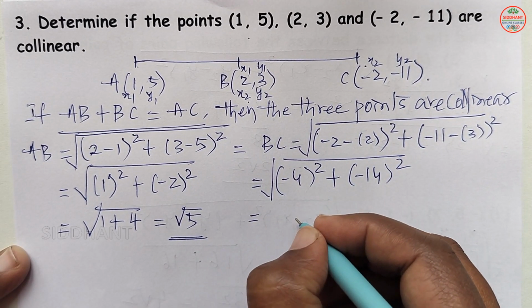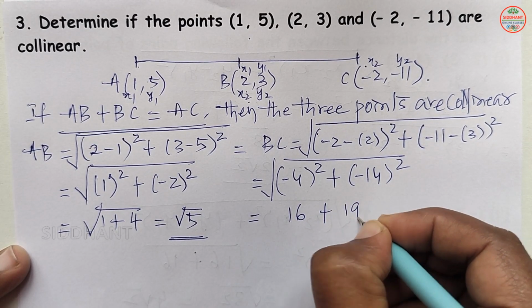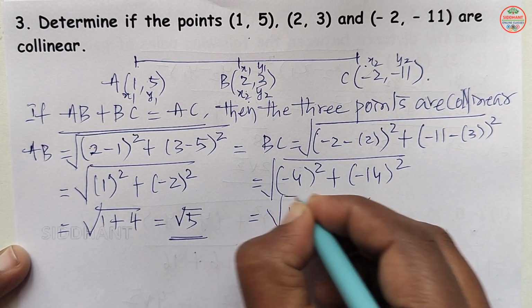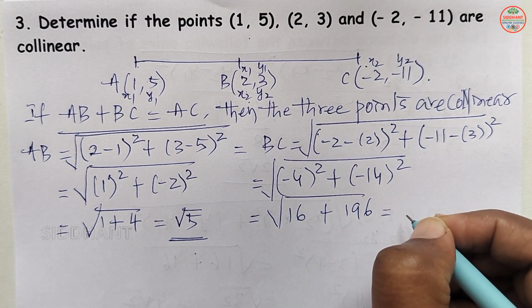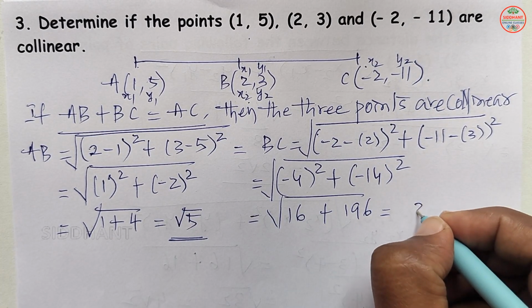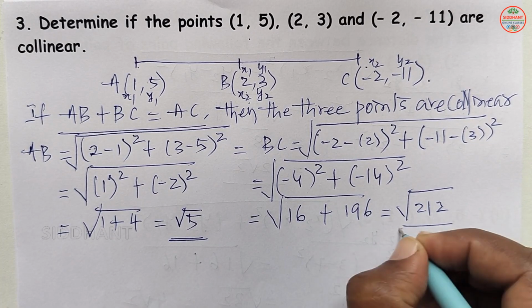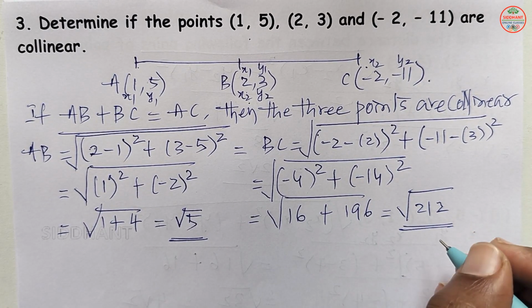So this will be 16, 4 square, 14 square will be 196. So that is equal to 212 square root. So this is the BC distance.